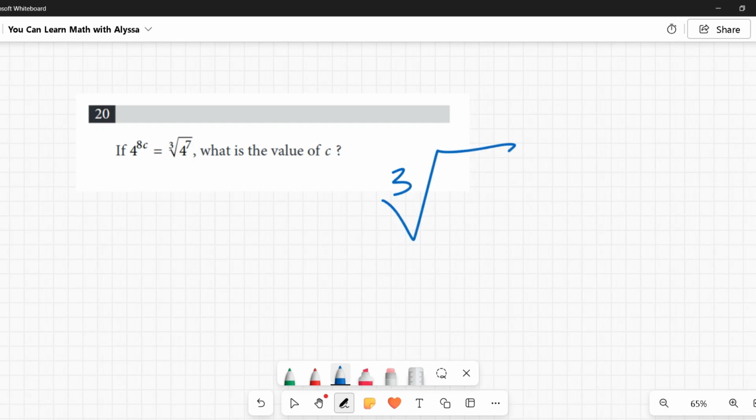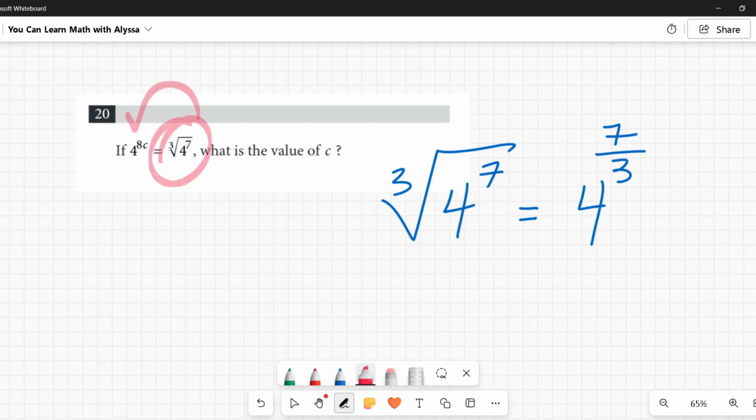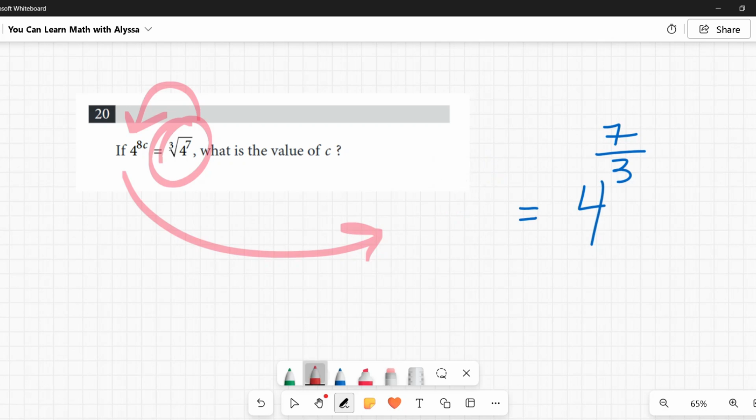So the third root of 4 to the power of 7, if I flip that back, my root goes on the bottom, and then the power goes on top. So the third root of 4 to the power of 7 is the same as 4 to the power of 7/3. And I've been told over here that the third root of 4 to the power of 7 is the same as 4 to the power of 8c. So I'm going to substitute that in right here and say 4 to the power of 8c is 4 to the power of 7/3.